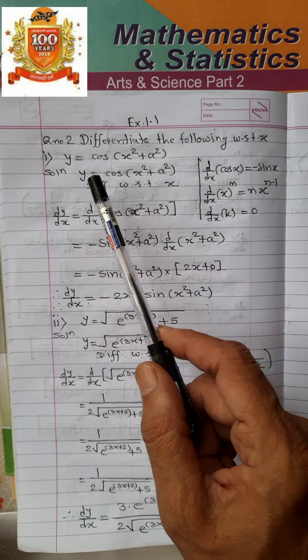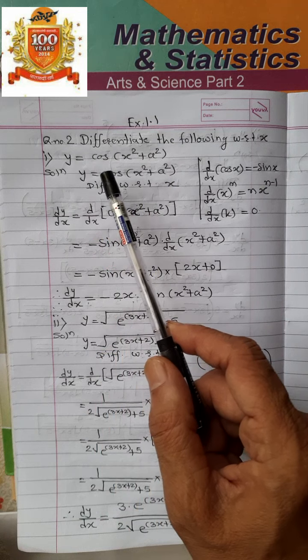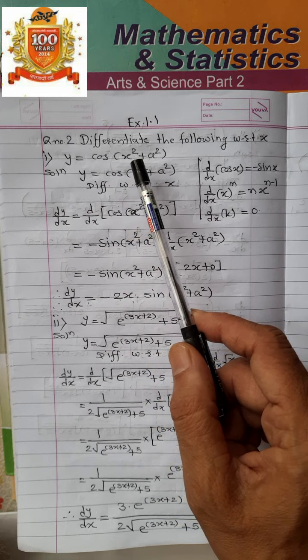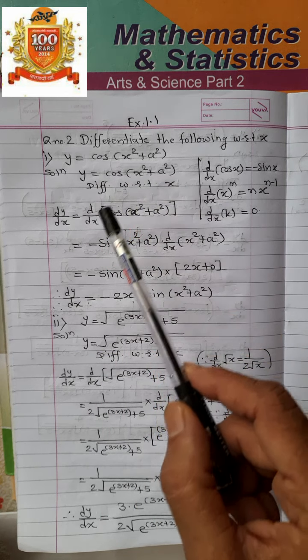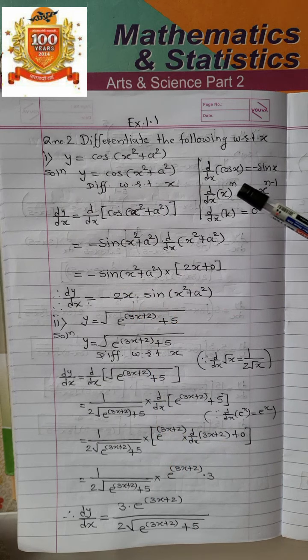Good morning, student. Let us see problems in exercise 1.1. Question number 2. Differentiate the following with respect to x. First question. y is equal to cos of (x square plus a square). Let us solve this question.